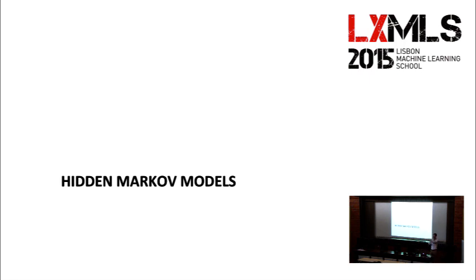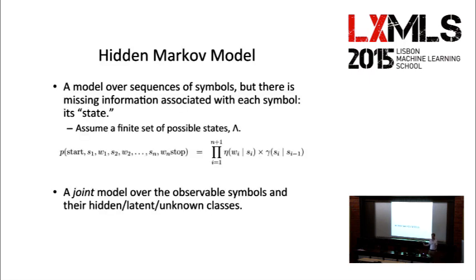Once you understand them, a lot of other things become far more clear. They're just a nice point in the pedagogical space. OK, so HMMs are like the language models we just saw. They're models over sequences of symbols. But they have this sort of funny extra assumption that there's hidden information, missing information associated with each symbol. We call that its state. And so what we assume is that there's a finite set of states, call it lambda, big lambda.